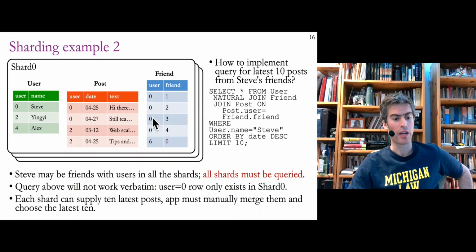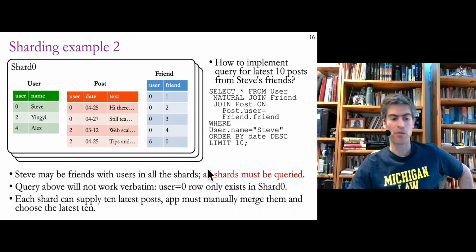So I can do part of the query in this one shard, like figuring out my user ID and getting my list of friends in this first shard, but then I have to scan through the posts table in all of the shards. I showed 3 in this example, but there could be any number of shards. So this query as it's written won't work in the other shards, because the one user row I need to do this join to get the user ID is only present in the first shard.